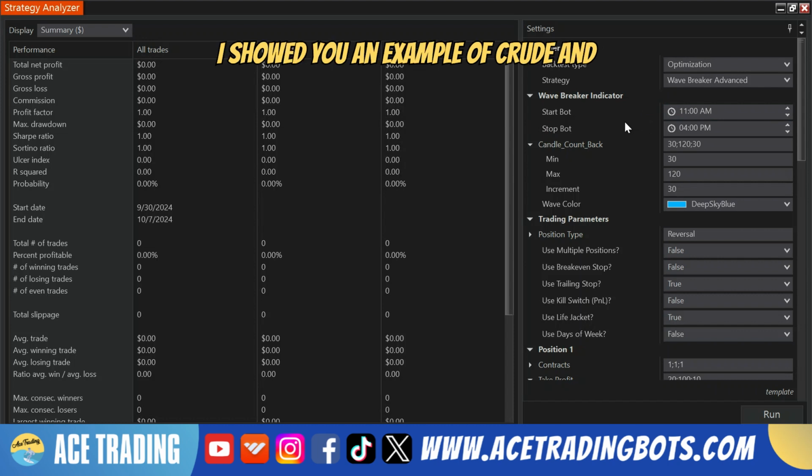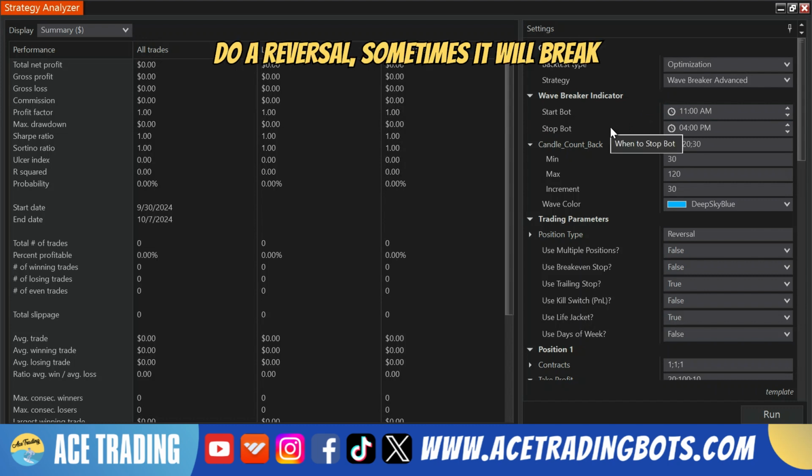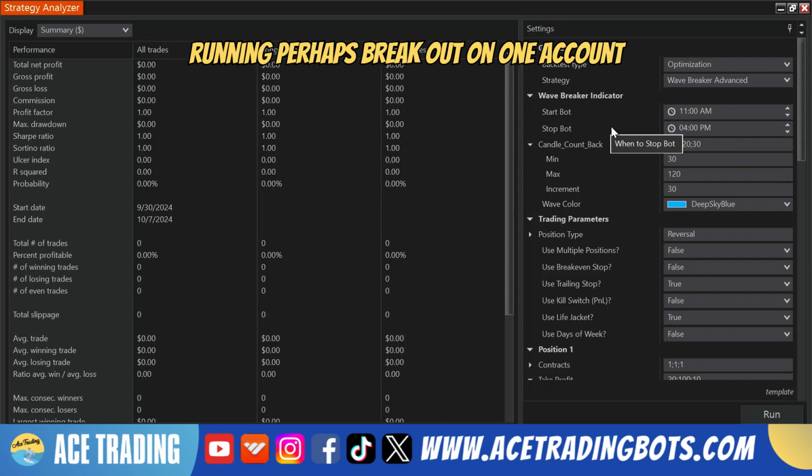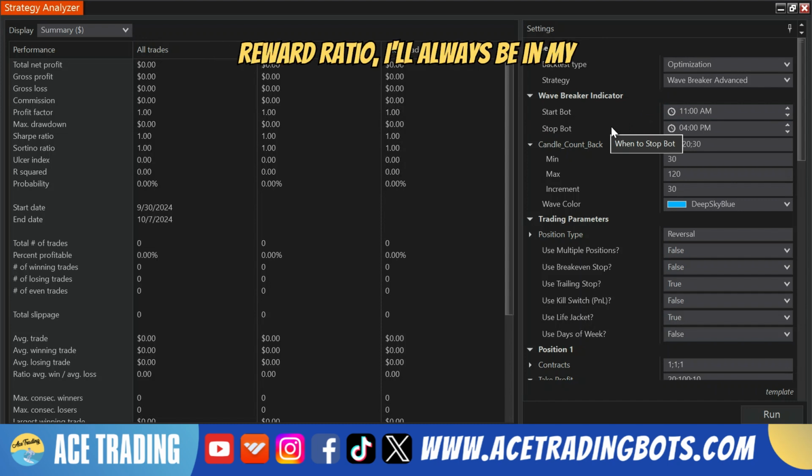So I showed you an example of crude, and crude sometimes will do a reversal, sometimes it will break out. I like to diversify my accounts by using both conditions. Running perhaps breakout on one account and reversal on the other, so that one account can be successful and the other one might have a loss. But as long as I have a balanced risk to reward ratio, I'll always be in my favor. That makes sense. So if you have a larger take profit compared to stop loss, even if you have a stop loss on one account and a win on the other, you will always be in the green. Okay, that is the real key.